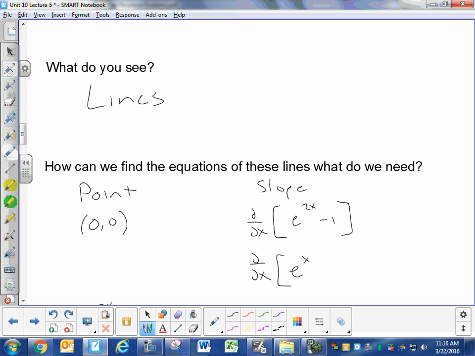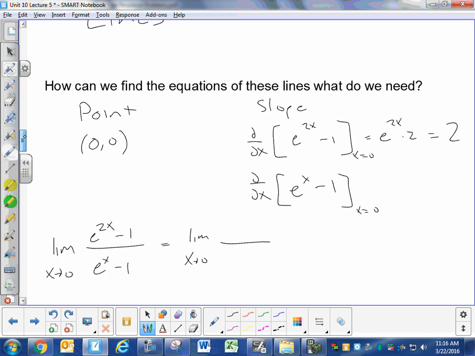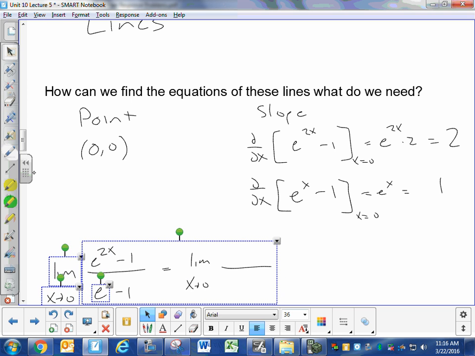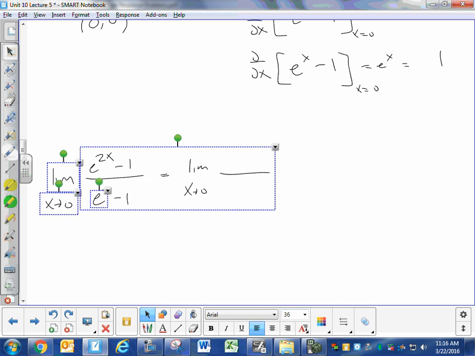So let's find the derivative of e to the 2x minus 1 when x is 0. Let's find the derivative of e to the x minus 1 when x is 0. Remember your chain rule, it's e to the 2x times 2. You plug in 0, we get 2. So the slope of that line that we saw was 2. The slope of this line, that would be e to the x when x is 0, that would be 1. Giving you two equations. y minus 0 equals 2 times x minus 0.